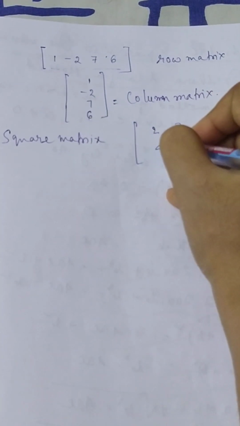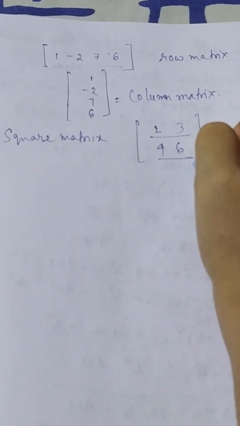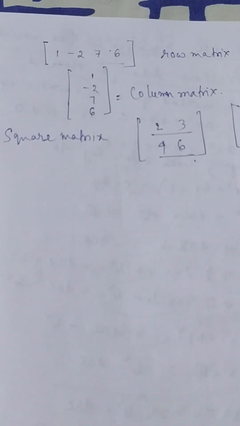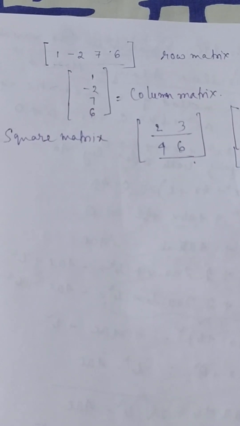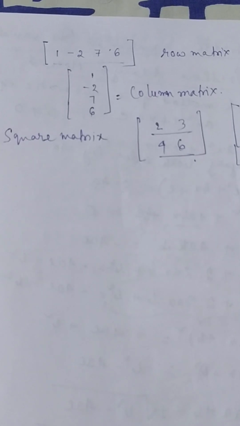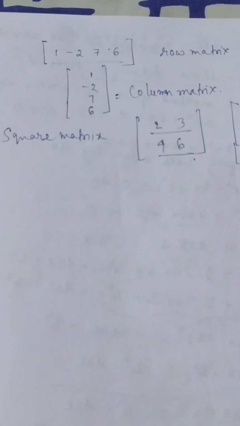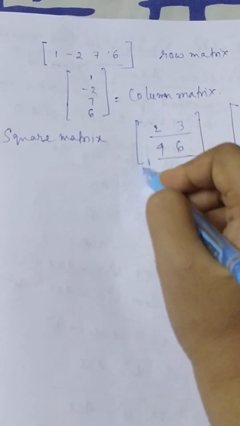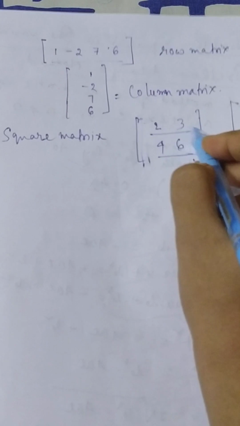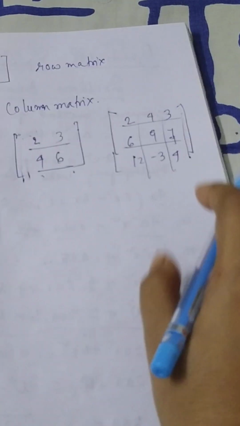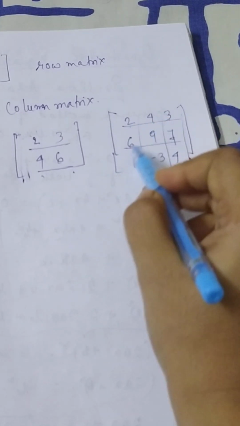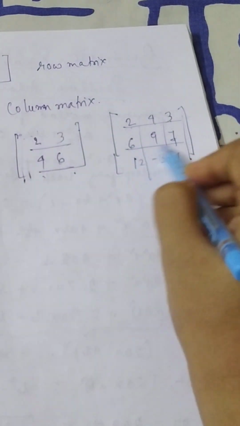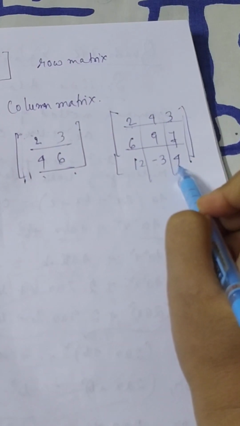Suppose it is 2, 3, 4, 6, with an equal number of rows and columns. Similarly, suppose 2, 4, 3, 6, 9, 7, 12, minus 3, 4. The number of rows and the number of columns are equal. So I can tell you that it is a square matrix, because you know the concept of a square, where two adjacent sides are equal. Here also the number of rows and columns are equal. That means it is a square matrix.